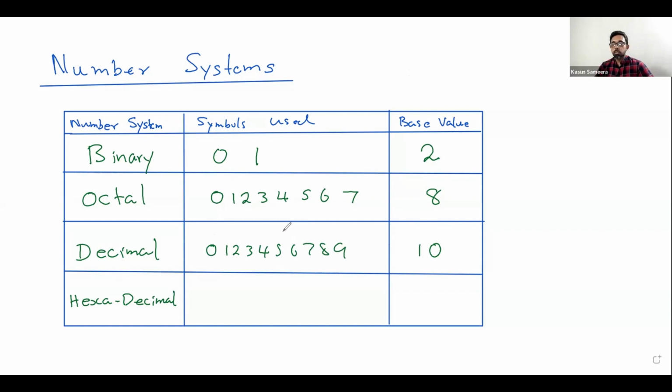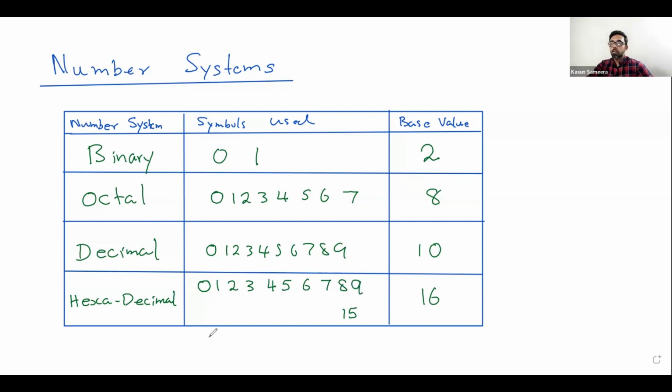Altogether 10 symbols, because we are starting with 0. For hexadecimal, there should be 16 symbols. Again, you need to start with 0 and end with 15. Then it will be a total of 16 symbols. And how are you going to start? 0, 1, 2, 3, 4, 5, 6, 7, 8, 9.